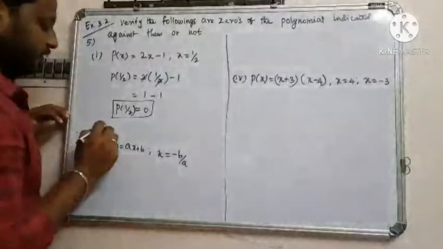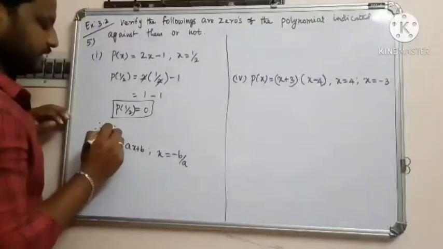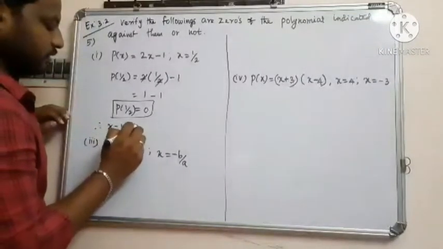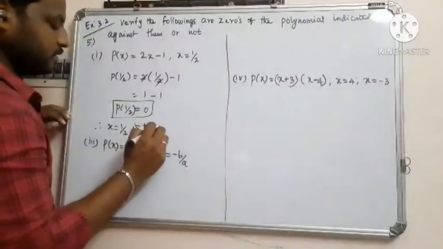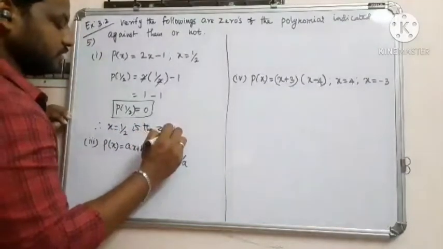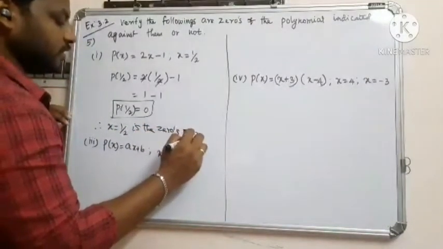So therefore x is equal to 1 by 2 is the zero of the polynomial.